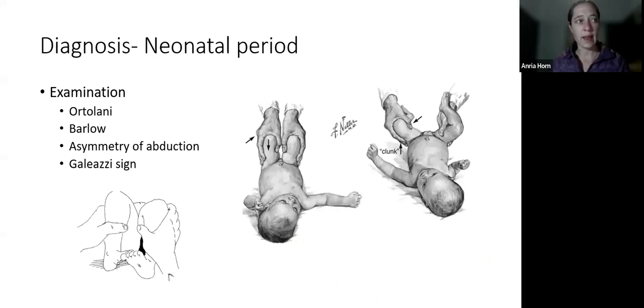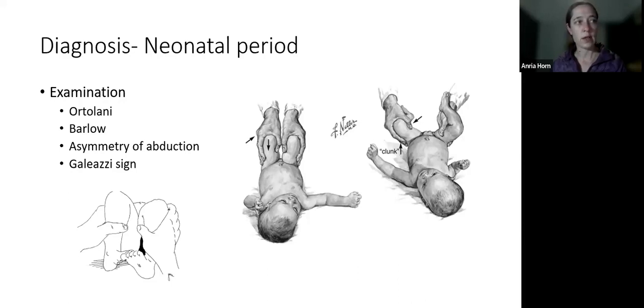Okay, that's it. So for the diagnosis, we all know this, but I think it's important to cover it all again. Clinical diagnosis at birth would be with the Ortolani and the Barlow test. You cannot do these tests if the child's older, probably from about 3 to 4 weeks onwards, unless it's a frank dislocation, because the hip stabilizes. So these tests aren't as sensitive anymore.